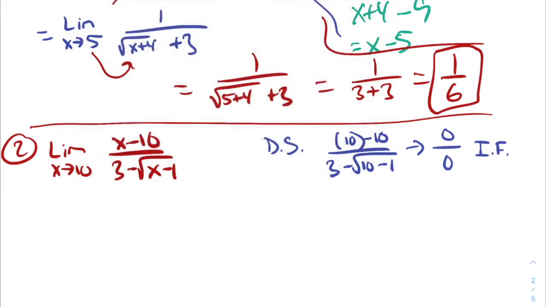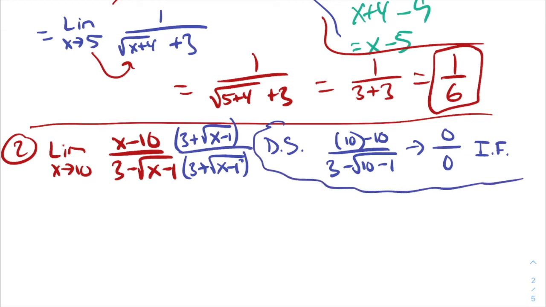So what do I multiply by here? Well, we've got that radical in that denominator, so I'm going to multiply by the conjugate of that radical. In this case, that's going to be 3 plus the square root of x minus 1. I'm going to multiply that in both the numerator and the denominator. We know that by multiplying in the numerator and denominator, the fraction stays the same, right? By multiplying that same value in both places.